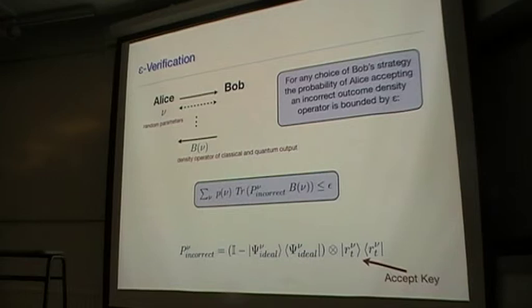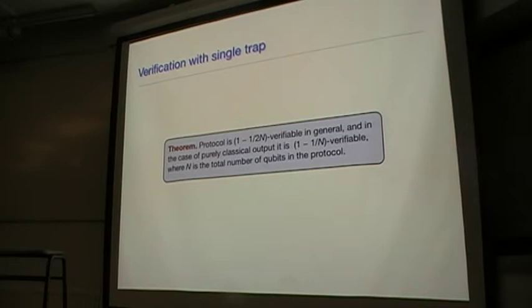Okay, so then we can prove that for the very simple case, it's just enough to prove the concept for the single trap, and then you see that I'll push it up. So the protocol that I showed you, which has just one single random position where all the neighbors were Z, is 1 minus 1 over 2n verifiable. Don't worry about the rest, whether it's quantum output or classical output. But the point is that if I have n total number of qubits, this is the threshold I'm getting.